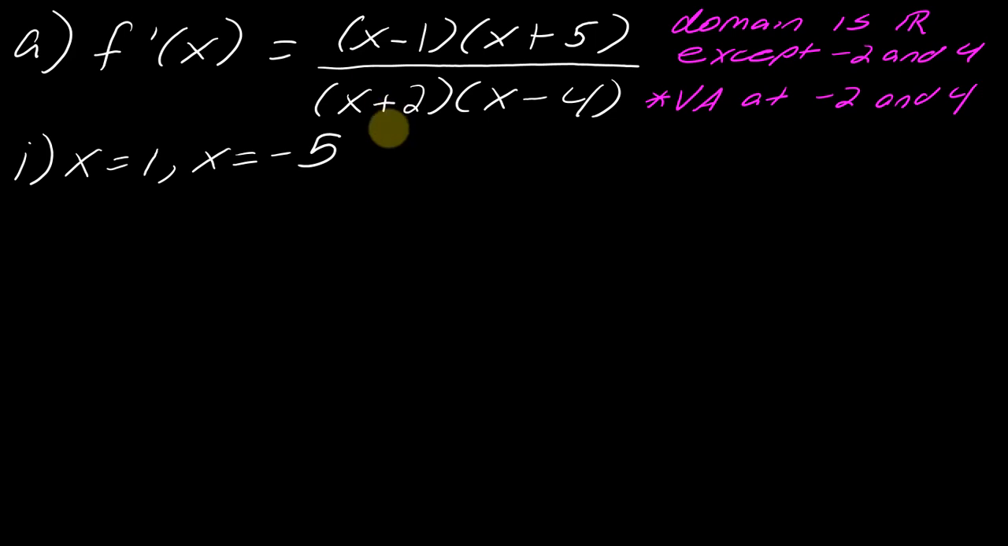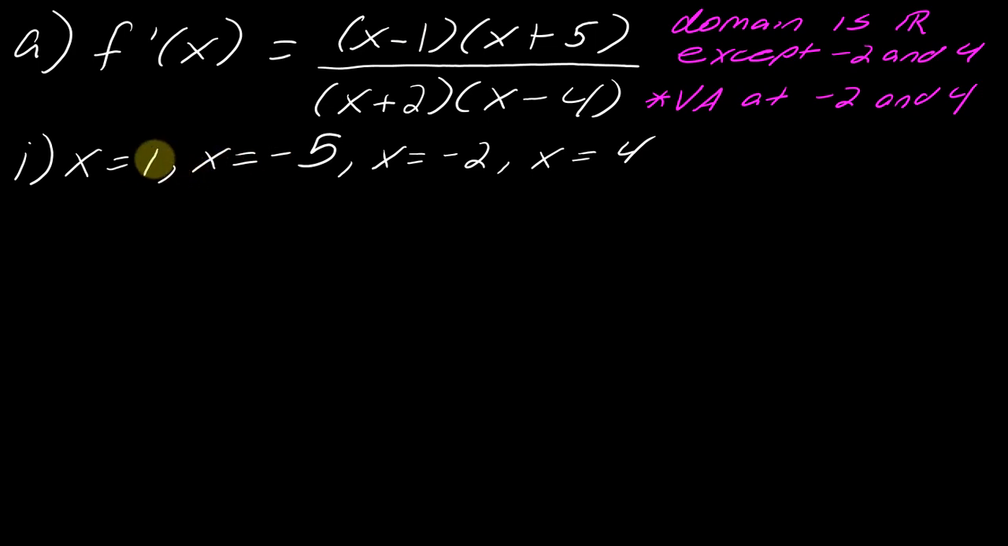And where does the denominator equal 0? Where the denominator equals 0 is where this function will be undefined. So we also have the points x equals -2 and x equals +4. So these are all of my critical points.